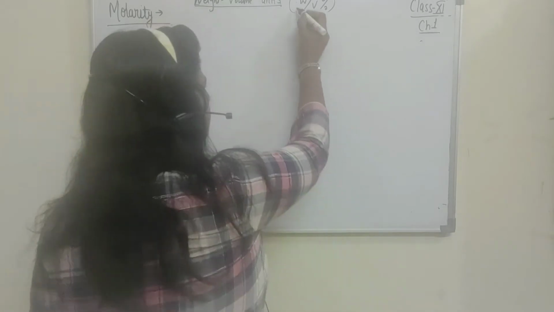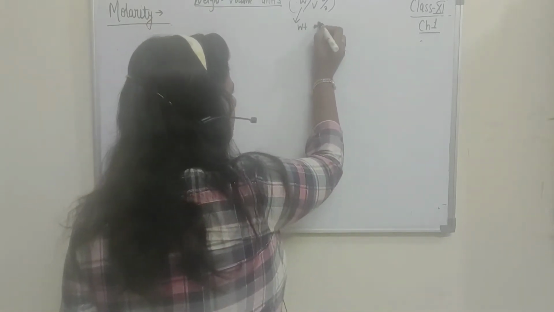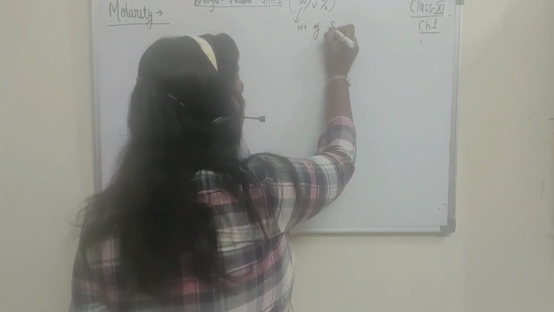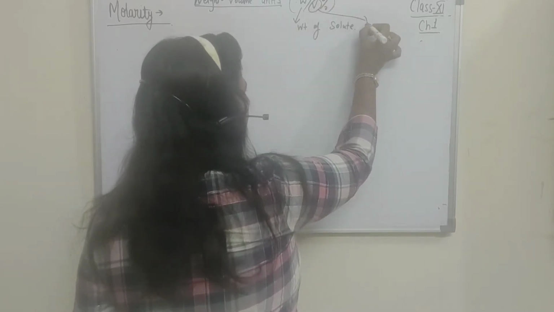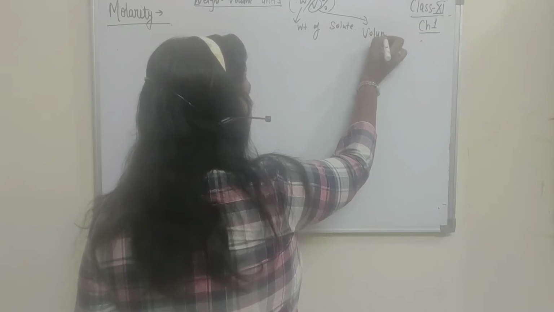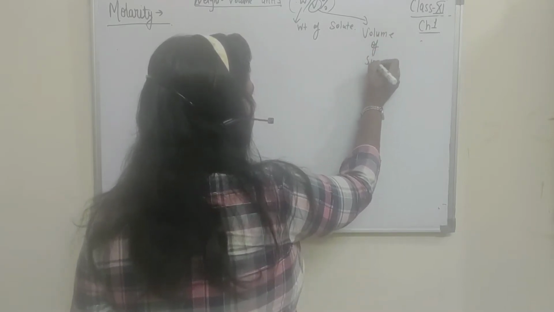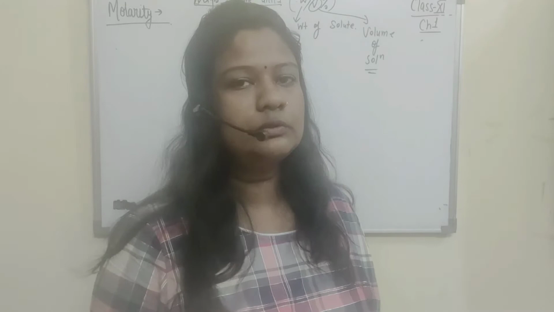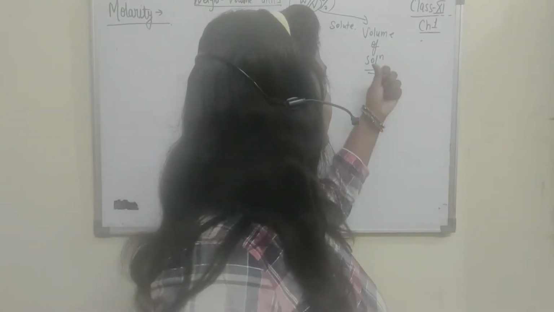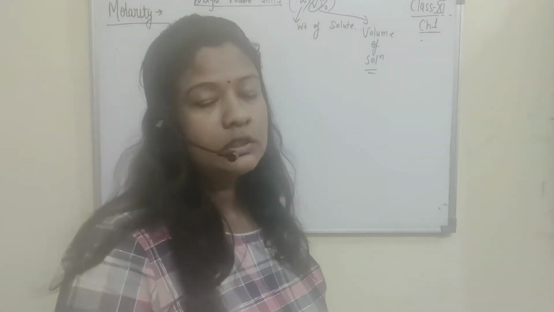W by V percentage means weight of solute in a definite volume of solution. The number of parts by mass of solute dissolved in the definite volume of the solution is called the weight volume unit of the solution.